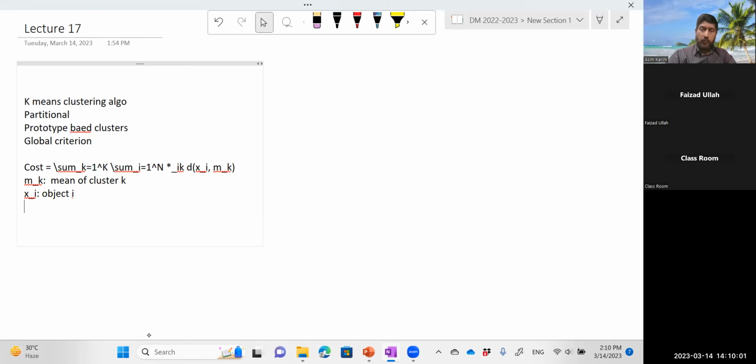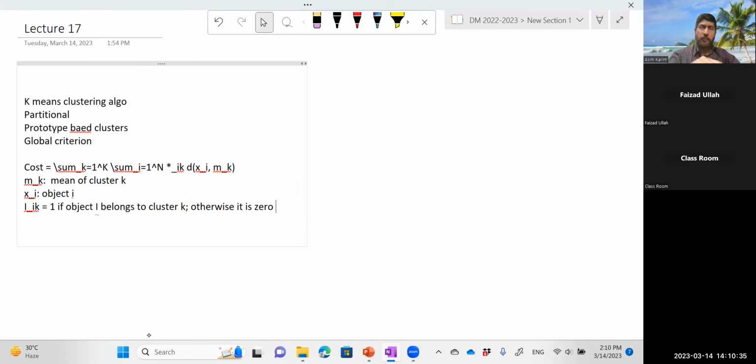ठीक है. And of course ik is an indicator function. So this is equal to 1 if object i belongs to cluster k. Otherwise it is 0. ठीक है.